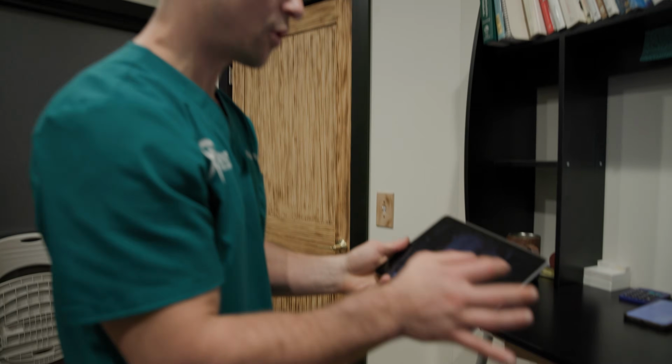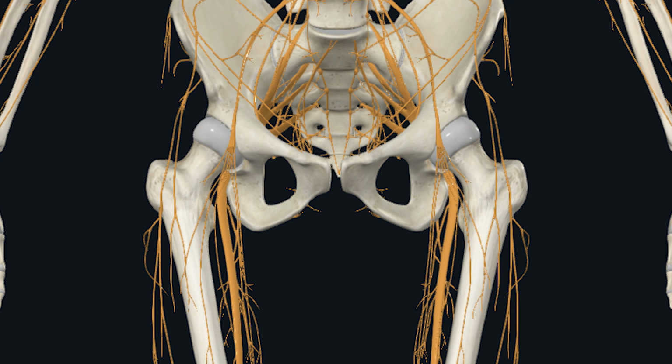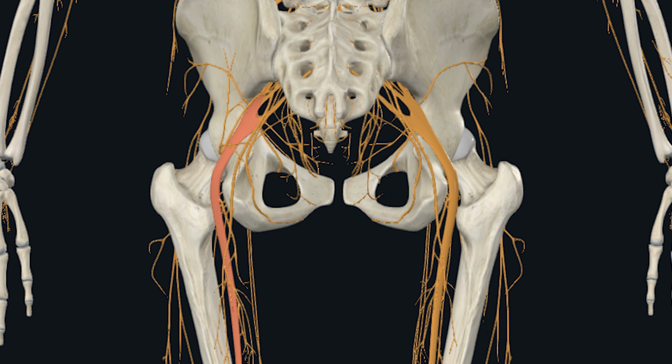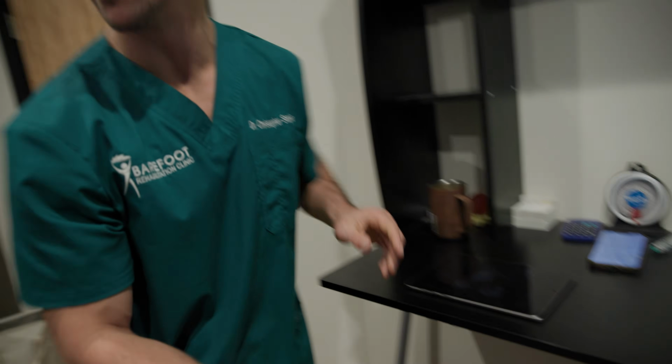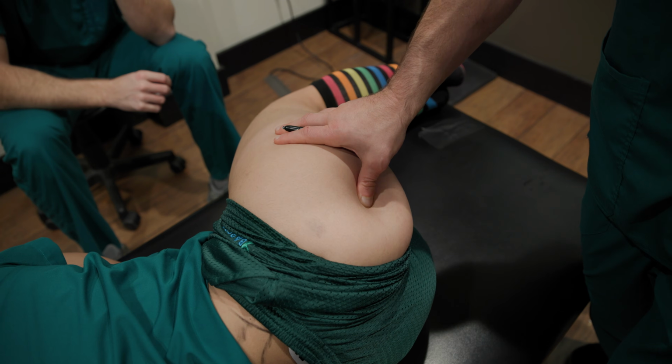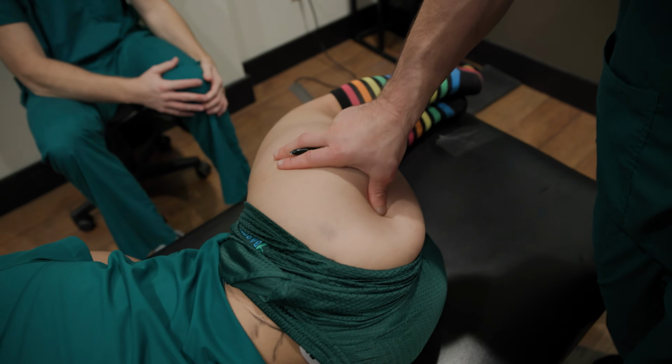Really quickly, here's a quick diagram of the pelvis. The sciatic nerve is right there and it comes out from underneath the piriformis. It's behind the greater trochanter and it's just medial to the ischial tuberosity, the sit bone right there. So I'm going to show you how we find it. Here's the sciatic nerve. The sciatic nerve is as thick as my pinky. It's basically the biggest nerve in the entire body.